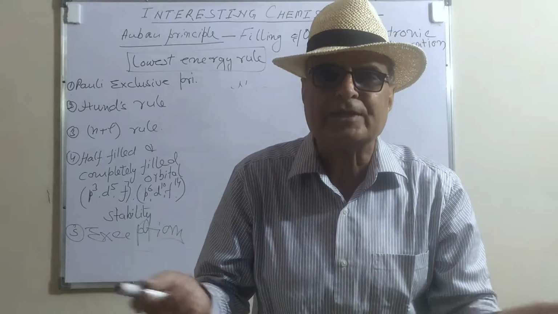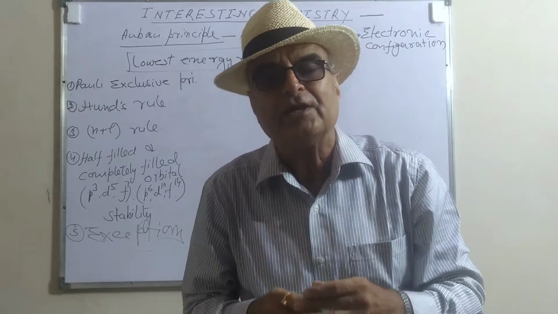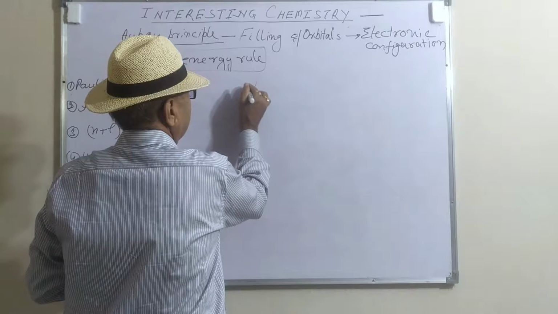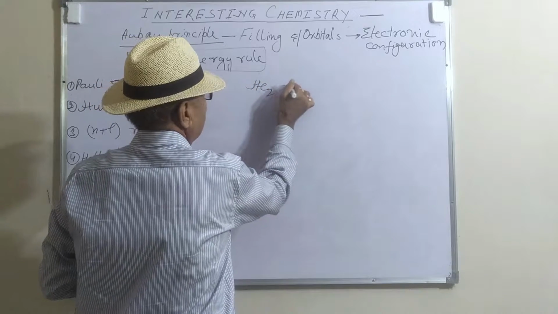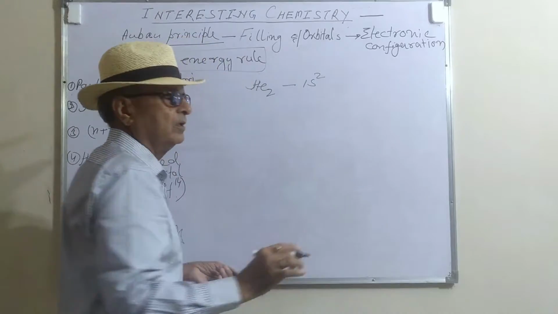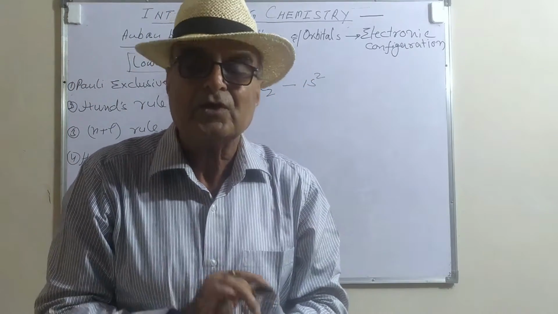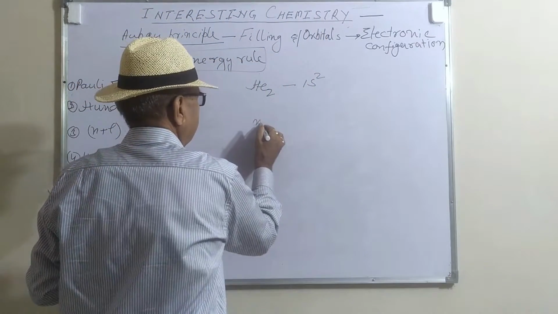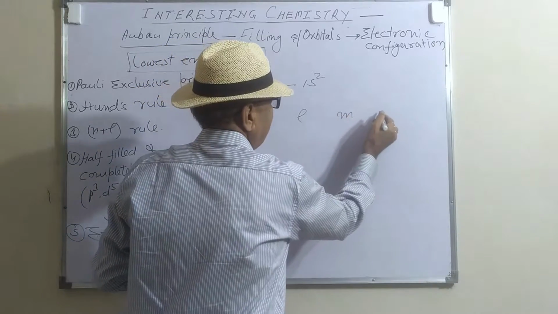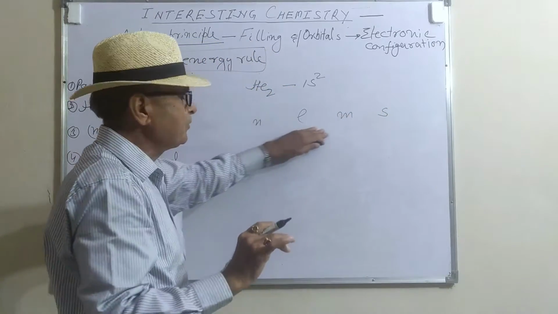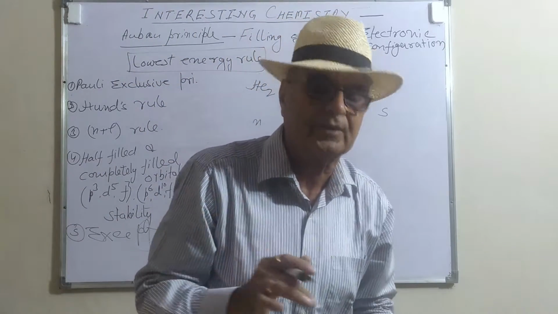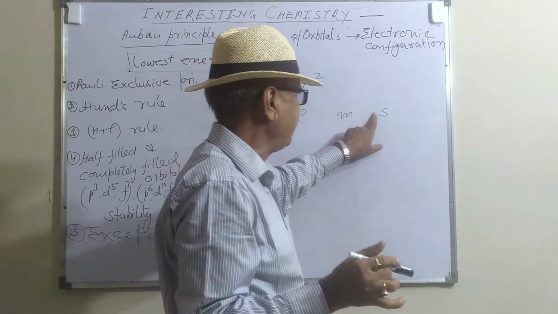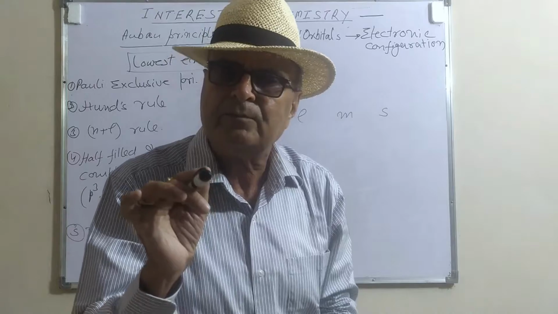Then how will you explain it? Give an example of this. Suppose I am taking the example of helium, He2, and you write 1s2. As there are 4 quantum numbers, which quantum numbers? n, l, m and s. As in my previous video, I told you the symbols of the 4 quantum numbers: the principal quantum number, azimuthal quantum number, magnetic quantum number and the spin quantum number.